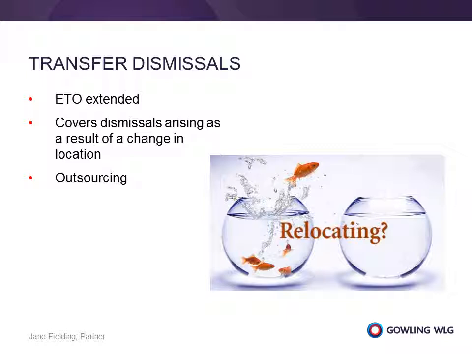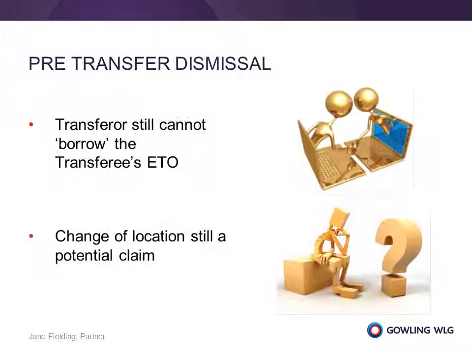So the two main risks of dismissing pre-transfer are that under European case law, the transferor cannot borrow the transferee's ETO reason to achieve a fair dismissal. So in that example I just gave of the move from Bristol to Glasgow, the transferor needs all the staff in Bristol until the last day of the contract. It's then the transferee that has the need for those people in a different location in Glasgow, and it's the transferee's ETO reason.